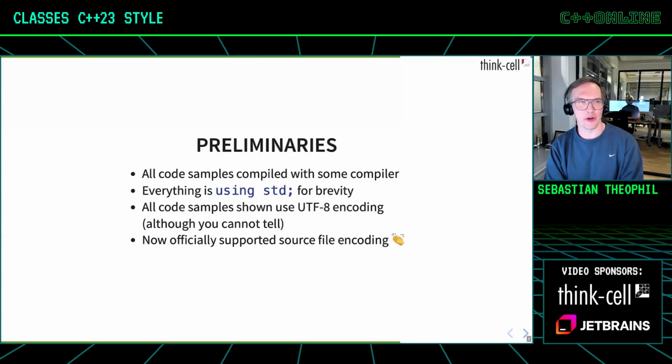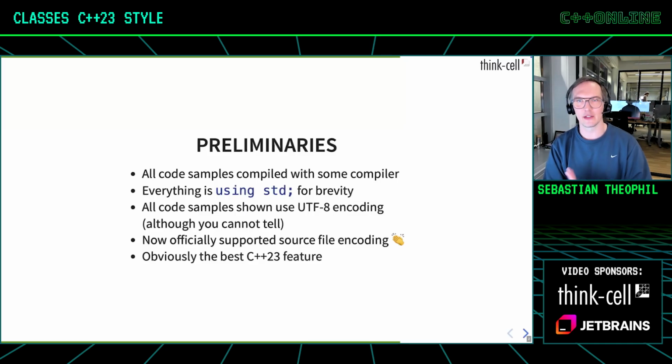So a few preliminaries. All the code samples that I will show you did compile with some compiler at some point. Everything is using namespace std implicitly for brevity, and all the code samples are shown in UTF-8 encoding, which you cannot tell on the slides. But I just wanted to mention this because it's now an officially supported source file encoding, which is right out of the gate, obviously the best C++23 feature there is.